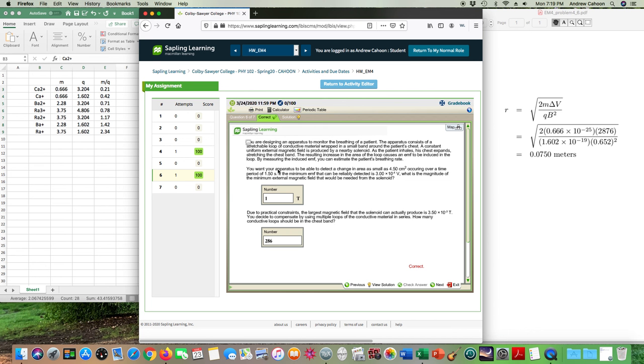And that leaves one unknown, which is the magnetic field. So you solve for the magnetic field, and it happens to work out to be 1 Tesla. The second part of that, which is where I think the question was, is now you have a practical constraint. The largest magnetic field that the solenoid can actually produce is only 3.5 times 10 to the minus 3 Tesla.